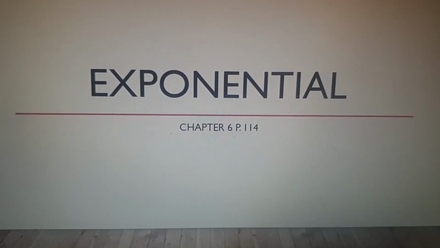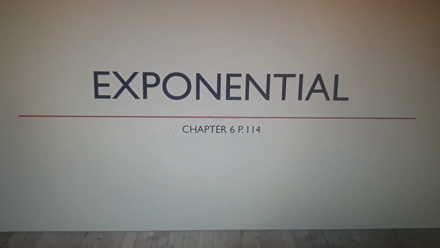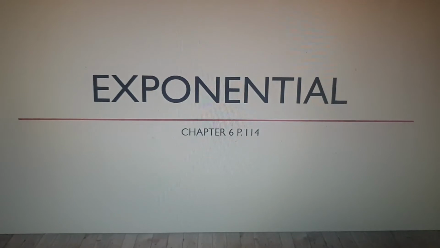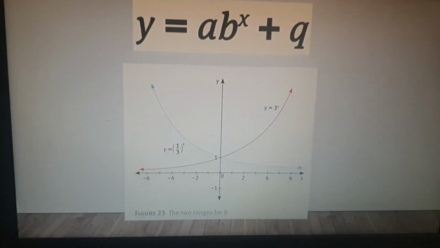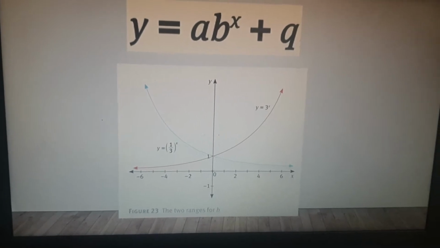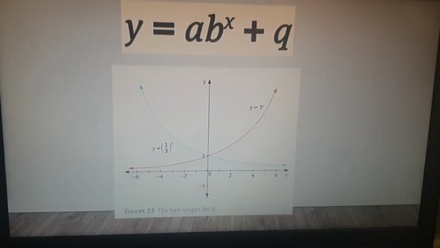Today we are taking a look at exponential functions. It's chapter 6, page 114. So let's take a look. That is what our function looks like: y equals ab to the power of x plus q.